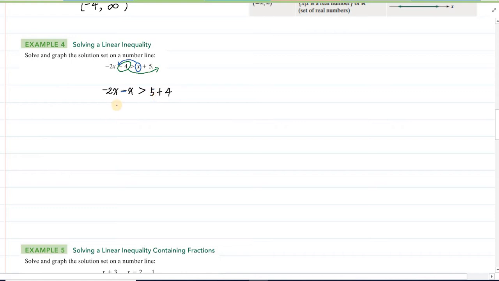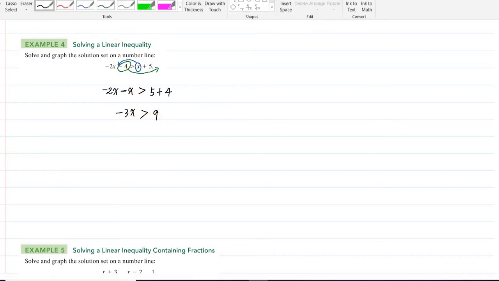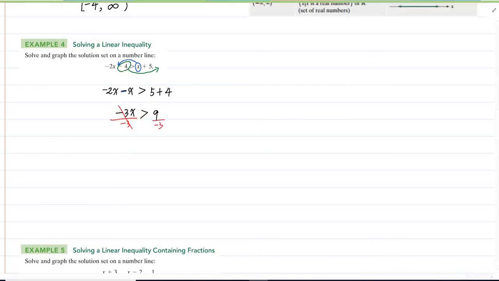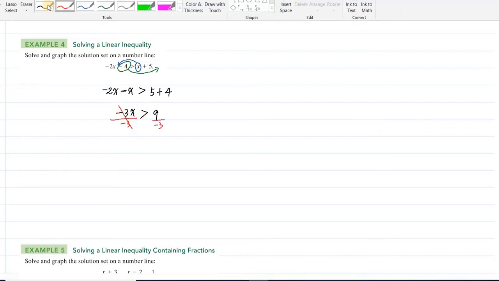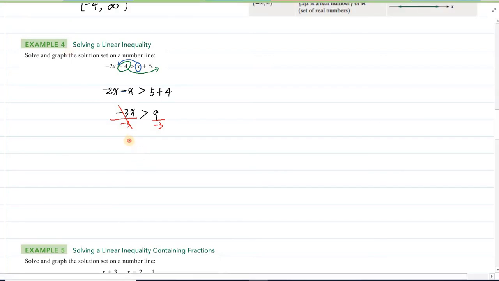Negative 2x minus x will give you negative 3x. Collect terms. That will be greater than positive 9. So again, once we have this, we're going to divide by negative 3 on both sides. Remember, anytime you divide by a negative number, you must change the sign. So we're going to have x less than negative 3.